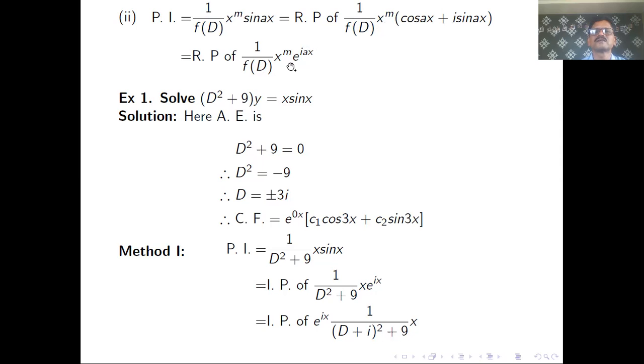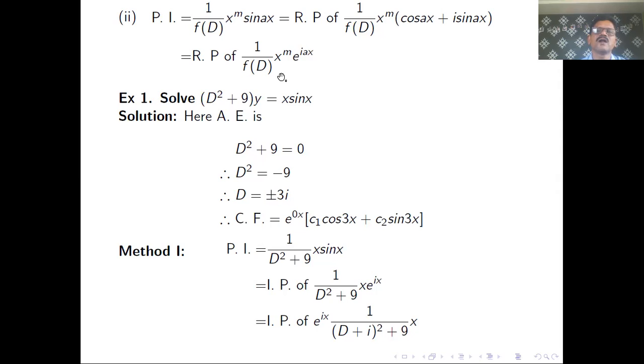And now friends, this becomes what we call case number 4 to find the value of the particular integral. Meaning you carry this RP of in each and every step in the solution, and this becomes case number 4, meaning you take this e raised to ix outside. Wherever you have D in f of D, you have to replace it by D plus i, operate x raised to m on it. And then further, friends, use case number 3 for finding the value of the particular integral.